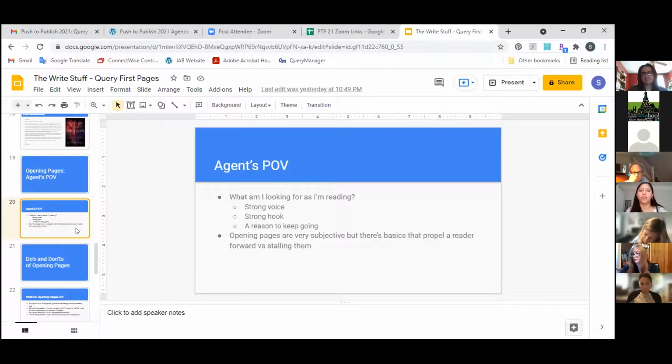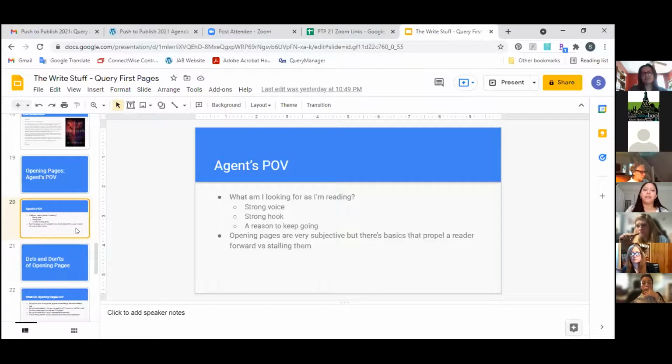The reason to keep going is the most important bit. And I mean that in the sense that in the first pages, you want to be setting up the stakes of this world, the status quo. Give me a reason to care about this, that makes me want to keep going. Because you could have the most interesting premise that fits my manuscript wish list down to the T, but if the pages don't do anything to expand on that, it's not going to work out. You're not going to get an agent excited to read.